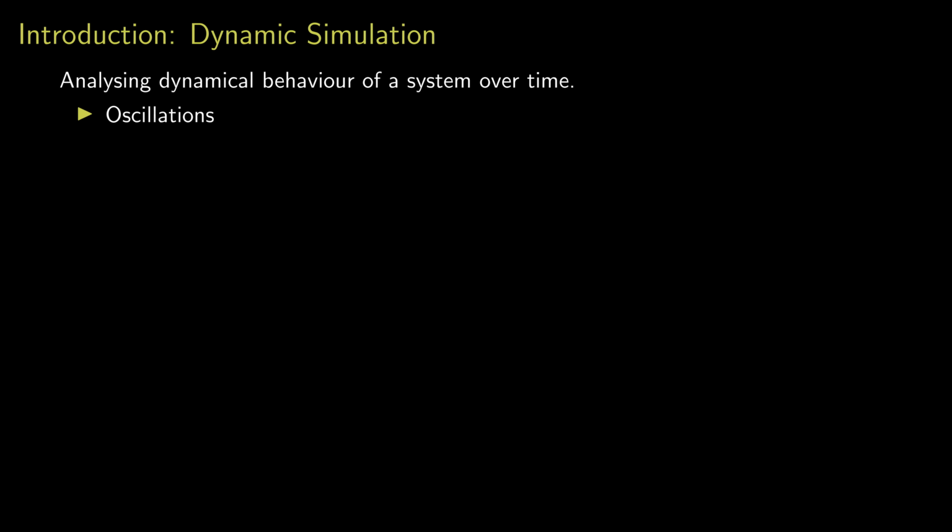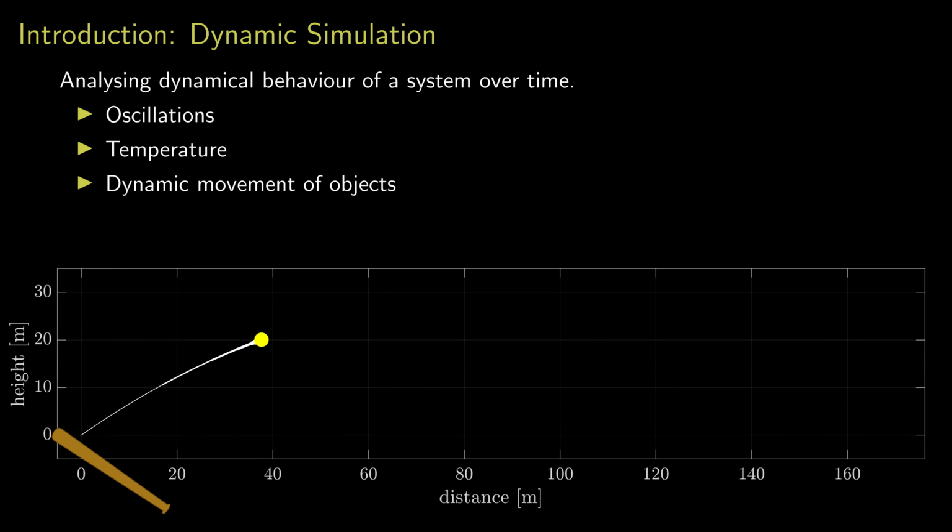A dynamic simulation is useful to analyze the behavior of a system over time. We might be interested in the oscillation of a machine, the temperature inside a cooling loop, or the velocity of a vehicle or an object moving through air, like the baseball flying through air shown in this animation.